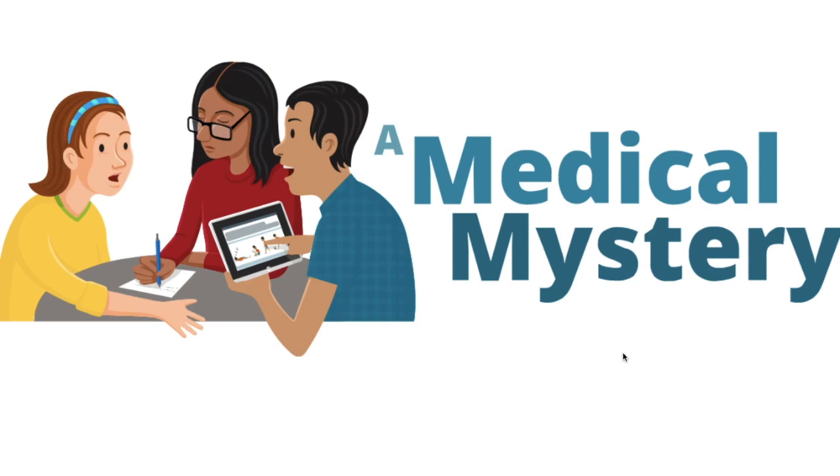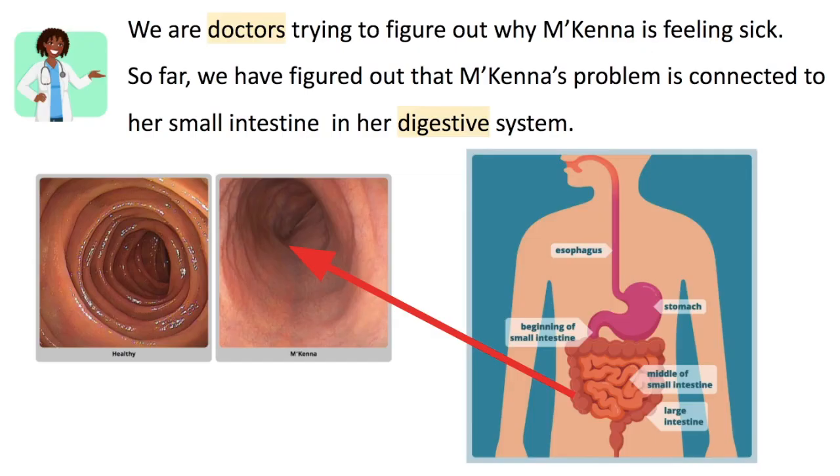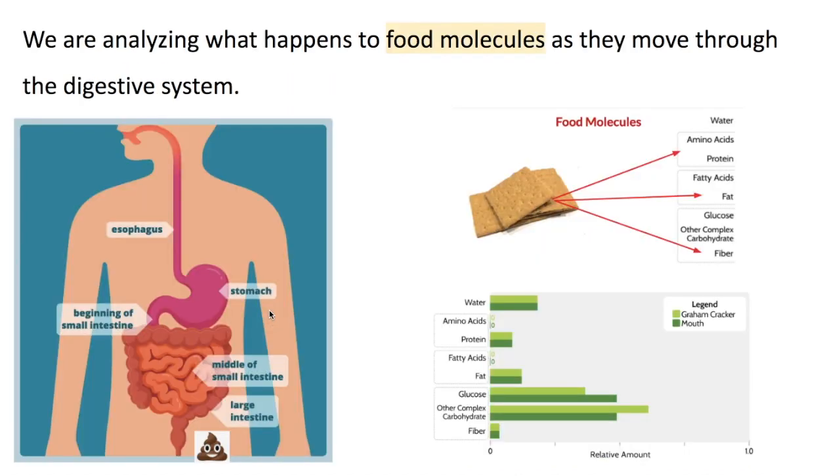Welcome back to our medical mystery. We are doctors trying to figure out why McKenna is feeling sick. So far, we've figured out that McKenna's problem is connected to her small intestine in her digestive system. We are analyzing what happens to food molecules as they move through the digestive system.